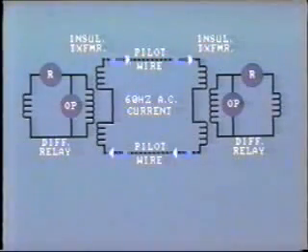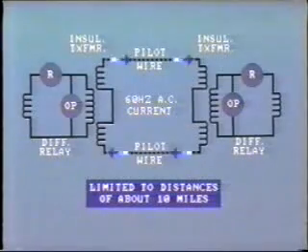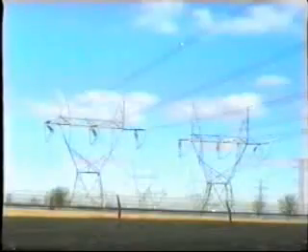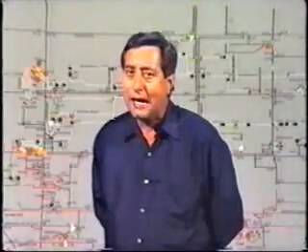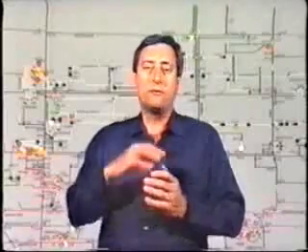As we have already mentioned, pilot wire protection is limited to a distance of about 10 miles. But most of our power lines are much longer than this. So other forms of communication channel are employed for pilot protection. And we'll be looking at this in the next segment. For now, time to take a break. Please switch off the tape and review this material in your workbook.